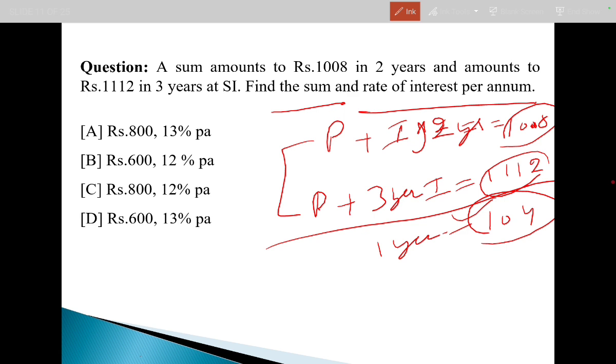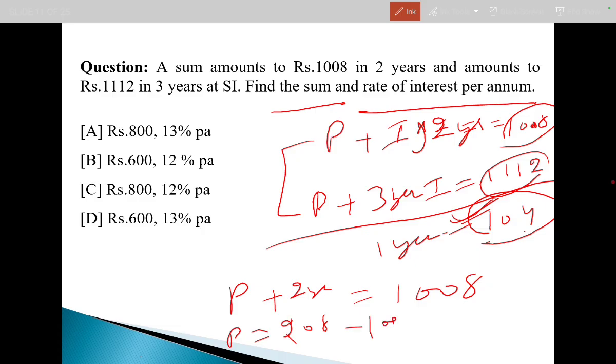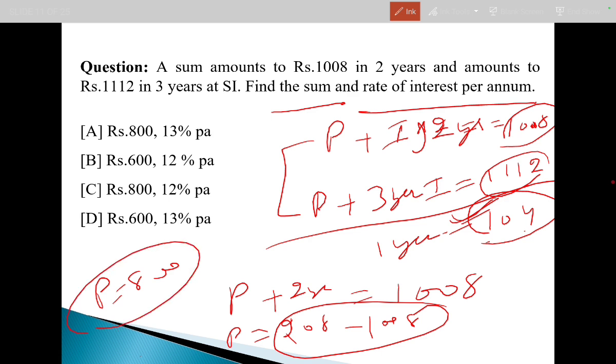So for the principal, if in 2 years it becomes 1008, this value has the principal plus 2 year interest. So the 1 year interest, as I know, is 104, so the 2 year interest will be 208. If I subtract this interest from this, I will get 800 as my principal, right? Now we have figured it out: 800 is the principal and 104 is the 1 year interest.